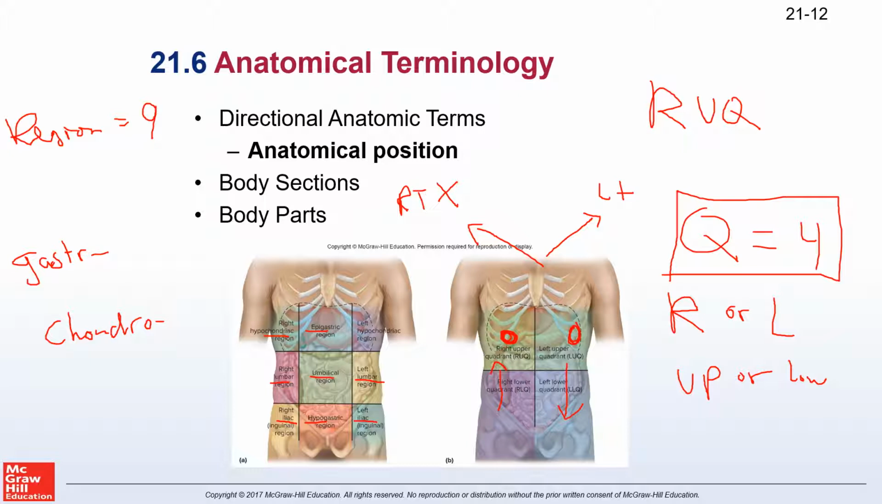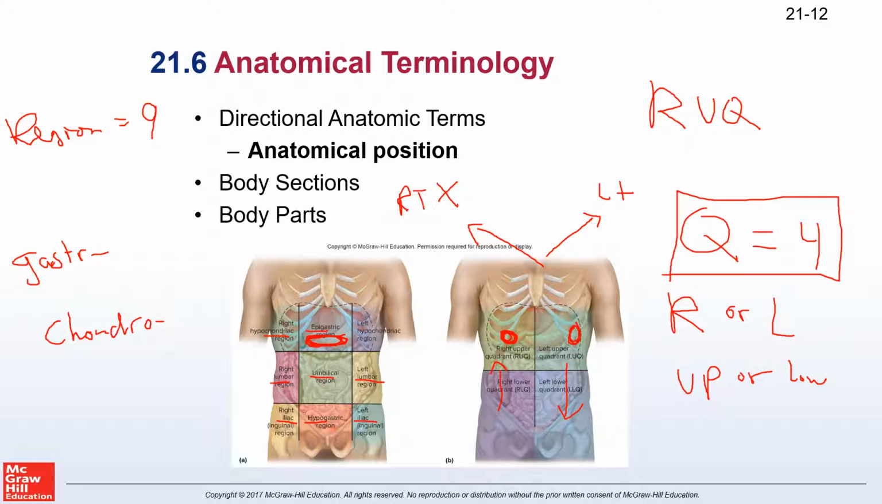Where is your pancreas? What is the pancreas? Well, it's right behind the stomach. So that would be what region? Left upper? No, I'm circling it right now. Region. So we want 9, not quadrants. You're giving me quadrants. Epigastric. So your stomach's right here. Behind it is the pancreas.